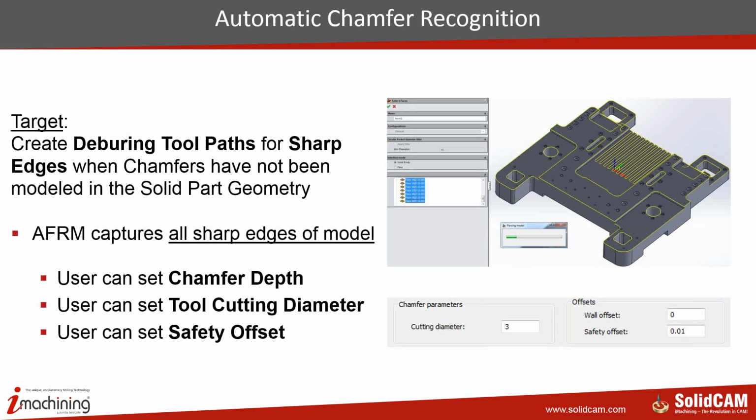The user just can set his chamfer depth, how large he wants that chamfer to actually be. He can choose exactly what's the cutting diameter of the tool that he's going to use. You'll see what I mean in a moment. And you can use what they call a safety offset. Now, what is a safety offset?